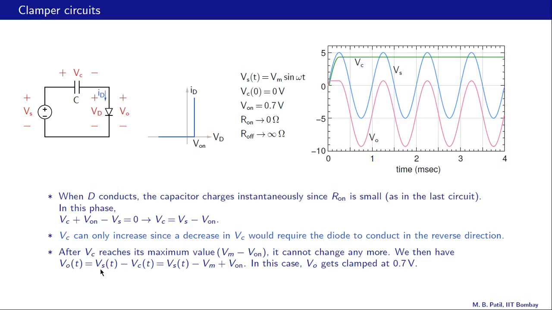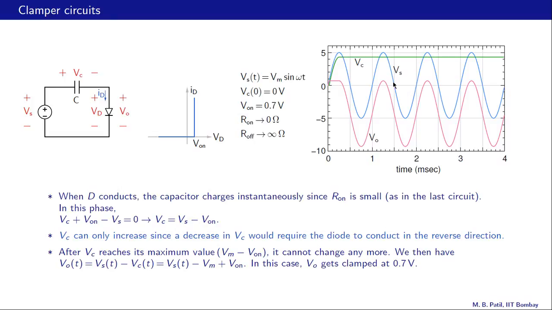And we then have Vo of t is equal to Vs of t minus Vc, which is Vs minus Vm plus V on. So it turns out to be Vs minus 4.3 volts. Earlier this was minus 5 volts and now it is minus 4.3 volts. So that's really the only difference, and in this case the output voltage gets clamped to minus 0.7 volts.